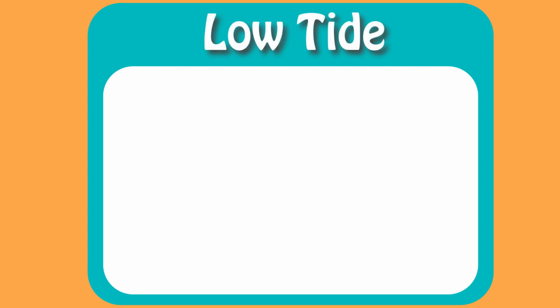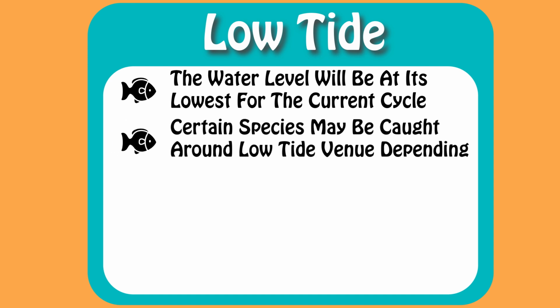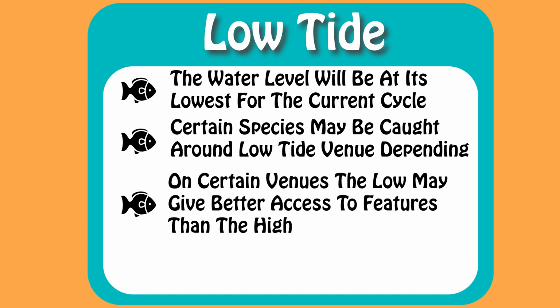At the point of low tide, the water level will be at its lowest for the current tide cycle. Certain species, such as fawn back-ray, can be caught at low tide, depending on how the species feed and the habitat that's available. Again, this will be heavily venue dependent. It can even be the case that on certain venues, the low can outfish high tide.